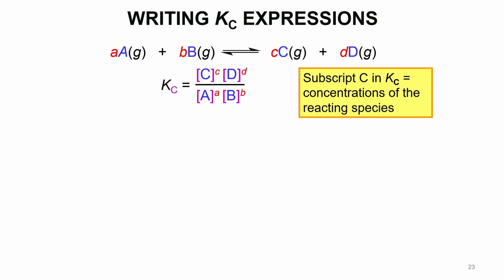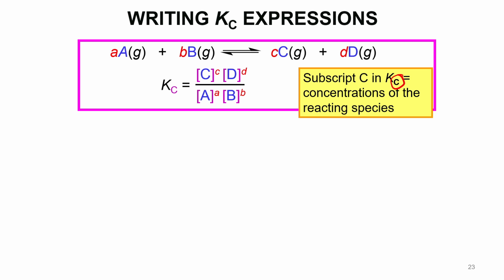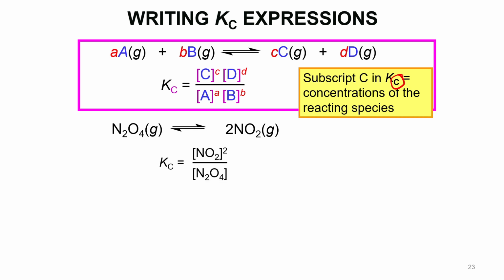So writing the expression Kc. So the subscript C, C kecil ni, is the concentration of the reacting species. Bermaksud C itu adalah concentration. So product over reactant. Concentration of product di atas, reactant di bawah. Dan perkali, kita kuasakan. And then N2O4 gas produce 2NO2 gas. So Kc is NO2 square over N2O4.